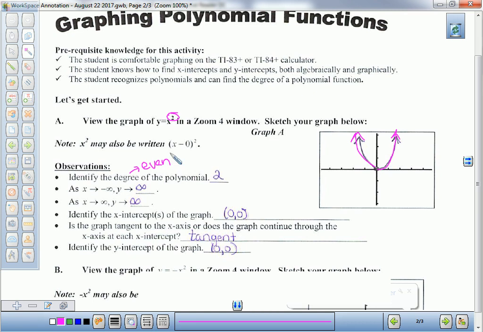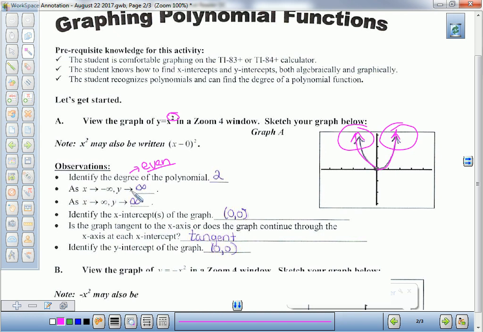Now, hopefully as you went through the packet, you noticed a difference when we had an even degree function and when we had an odd degree function. When the degree of the function was even, the end behavior is the same, whether both ends go up or both ends go down. When the degree of the function is even, both ends do the same thing. So on this one, both ends were increasing.